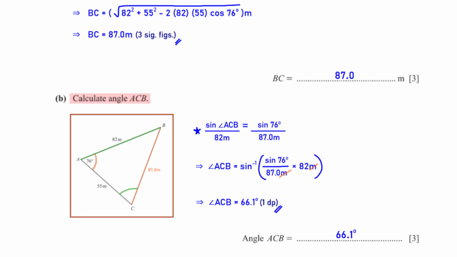Calculate angle ACB. To get angle ACB, we apply the sine rule to the triangle. This gives us sine of angle ACB divided by 82 meters equals sine 76 divided by 87.0 meters. When we make angle ACB the subject, this is what we get. When we type this into the calculator, we get 66.1 degrees, rounded to 1 decimal place.